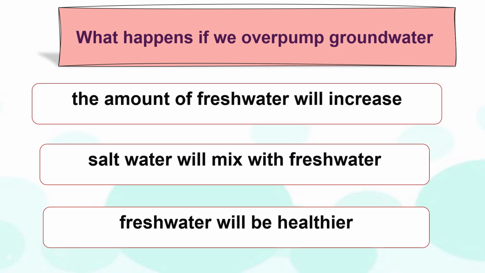What happens if we overpump groundwater? Overpump here means excessive pumping of groundwater. The amount of fresh water will increase. Salt water will mix with fresh water, or fresh water will be healthier. The answer is salt water will mix with fresh water. So we say that excessive pumping of water, leaving small quantities underground, leads to damage to the groundwater.